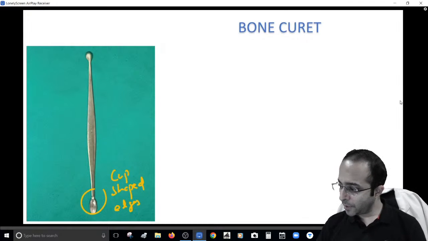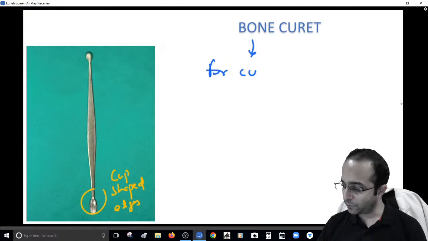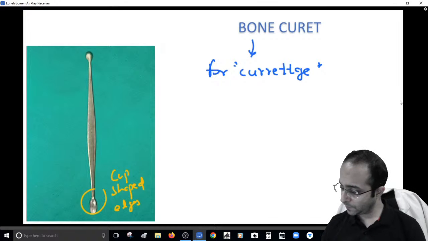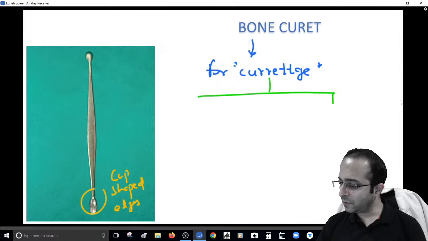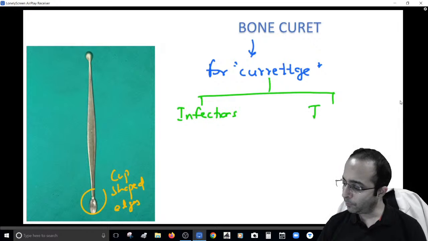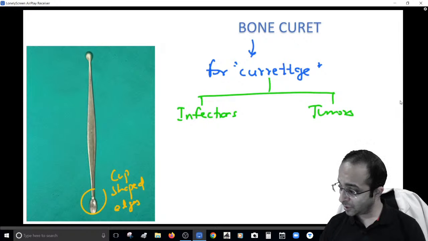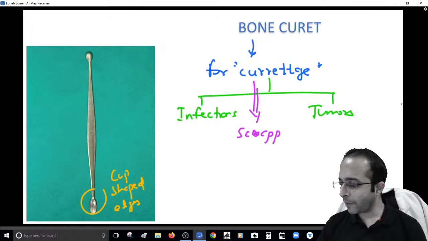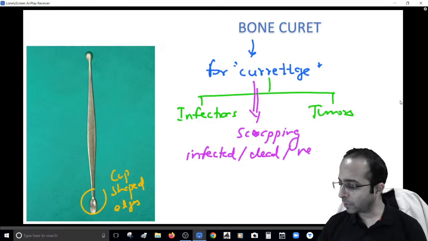Okay. And a CURET is used for a special surgery that's called curettage. This curettage is done in bone infections and bone tumors. And this curettage basically means scraping infected or dead or tumorous bone off.